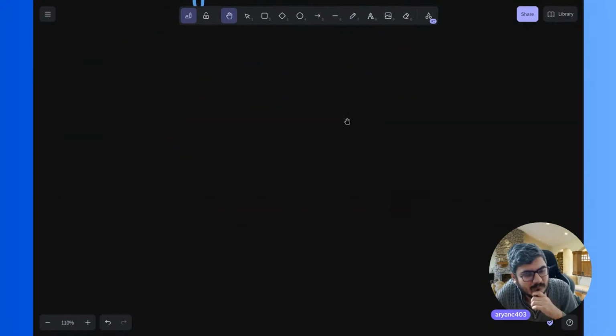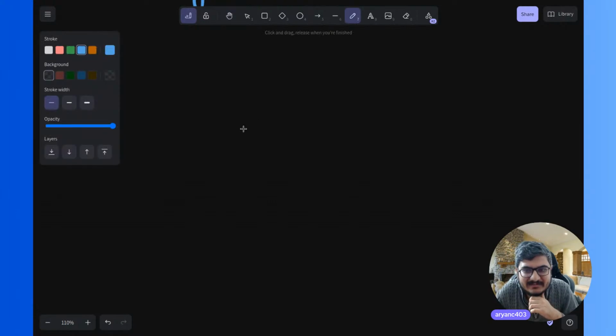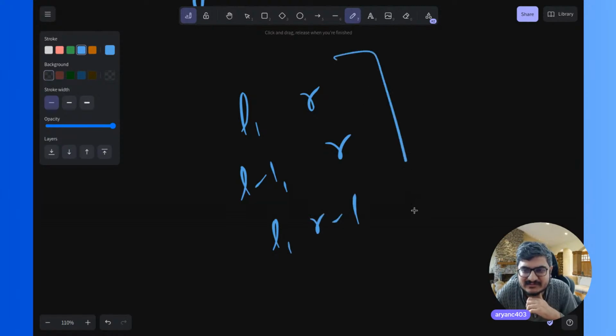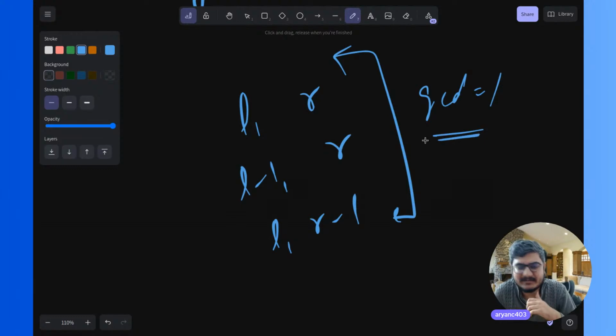So the stronger claim someone is making is that among (L, R), (L minus 1, R), and (L, R minus 1), one of them should have GCD 1. And it might actually be possible. I won't be surprised on this one.